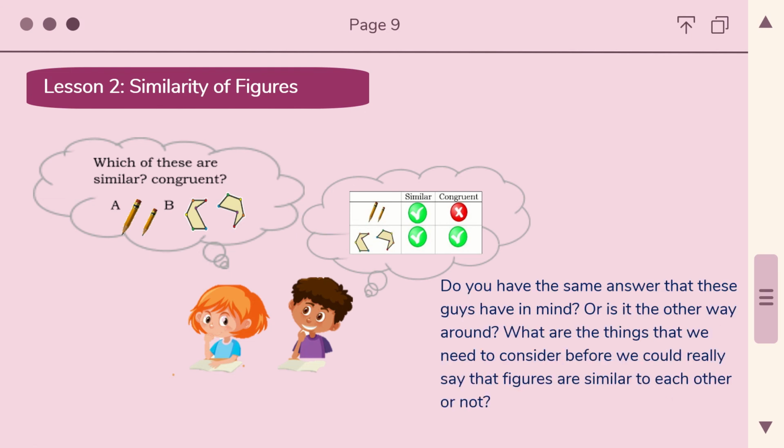So do you have the same answer that these two guys have in mind, or is it the other way around? What are the things that we need to consider before we could really say that figures are similar to each other or not?